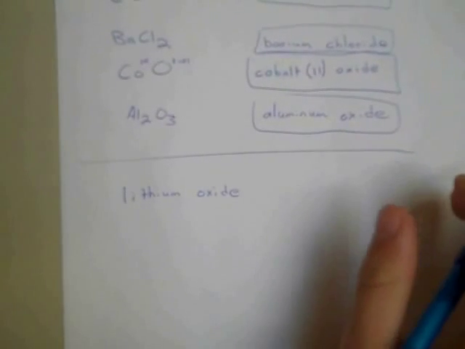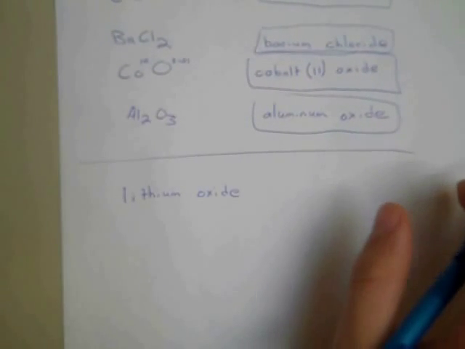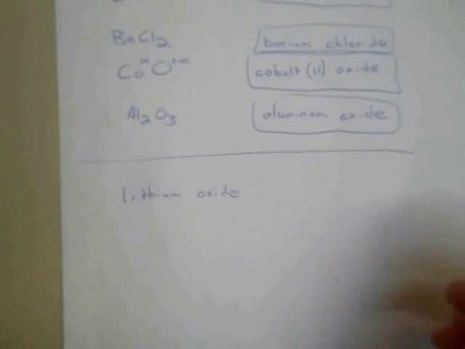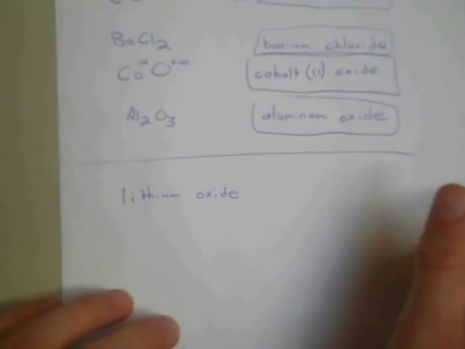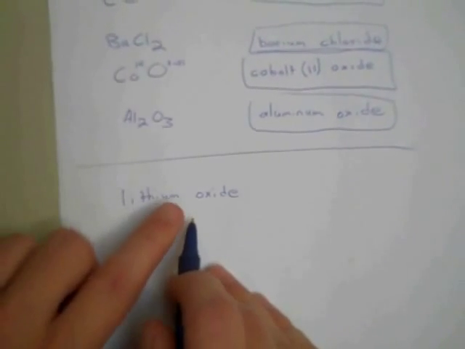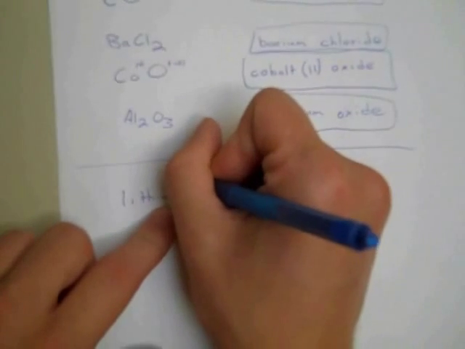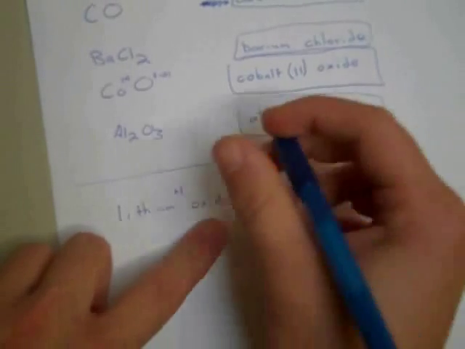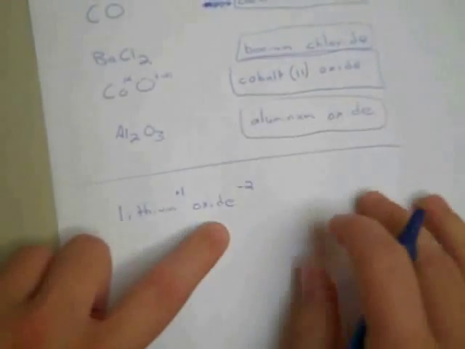Now, look at your periodic table. You notice that lithium only has one oxidation state. So what that's going to mean is that the oxidation state on lithium is +1, and the oxidation state on oxygen is always -2.